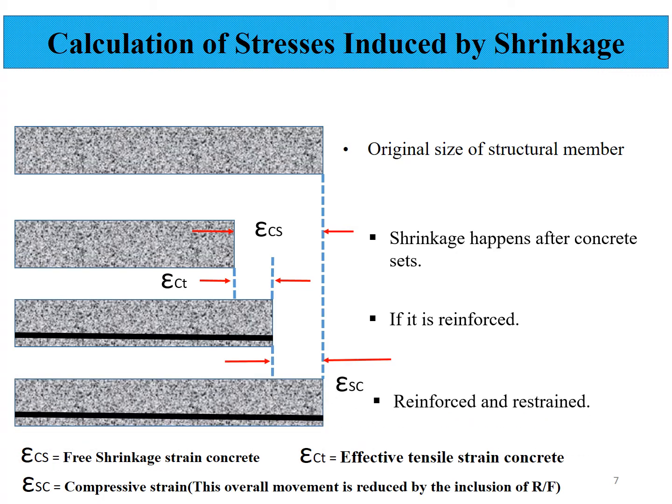Next one shows reinforced and restrained. The difference between this and the top one is noted as epsilon Sc. This is the amount of strain caused on the steel. Epsilon Cs, free shrinkage strain of concrete. Epsilon Ct, effective tensile strain of concrete. Epsilon Sc, compressive strain. This overall movement is reduced by the inclusion of reinforcement.